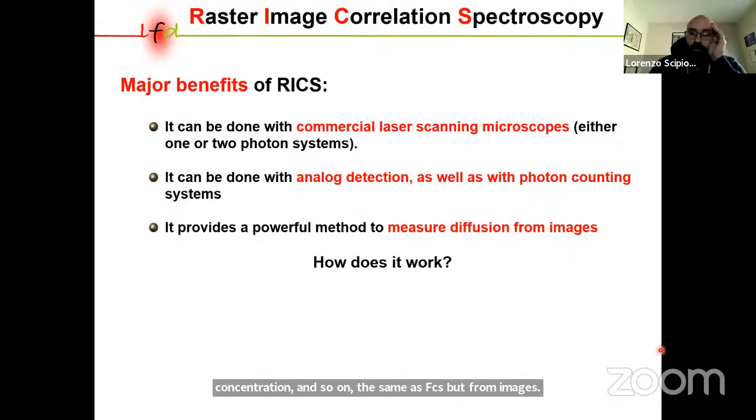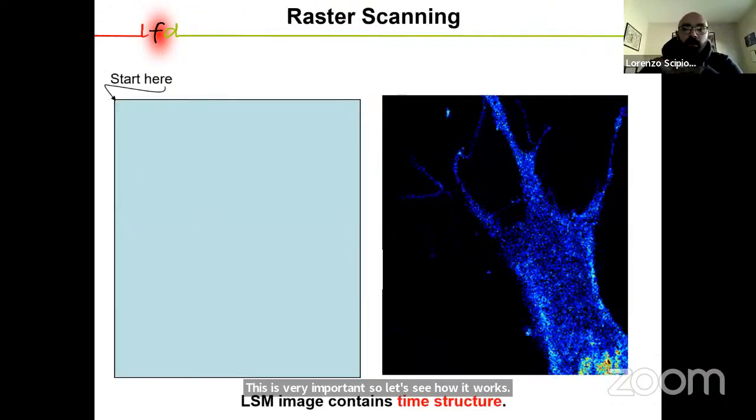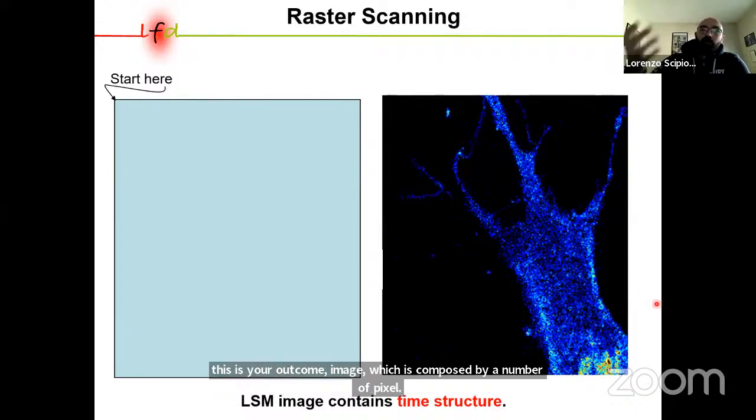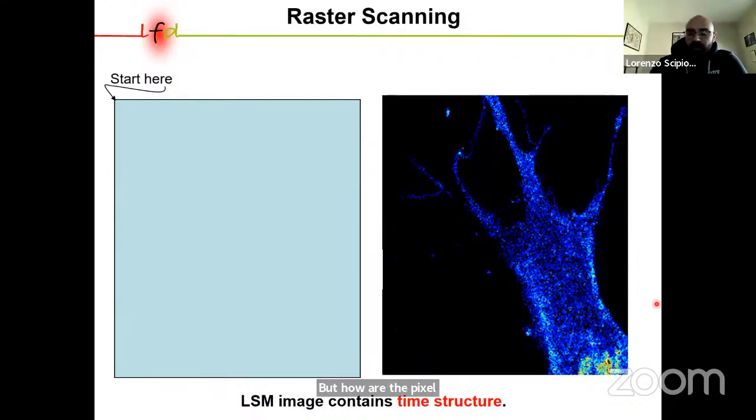To understand how it works, we have to first understand how an image from a laser scanning microscope is constructed. So this is your outcome image, which is composed of a number of pixels. But how are the pixels put there? This is a laser scanning, so that means that we are illuminating one single point at a time, and then we are collecting the fluorescence intensity in that specific point. And we are scanning this point through the image in order to get the spatial information, right?